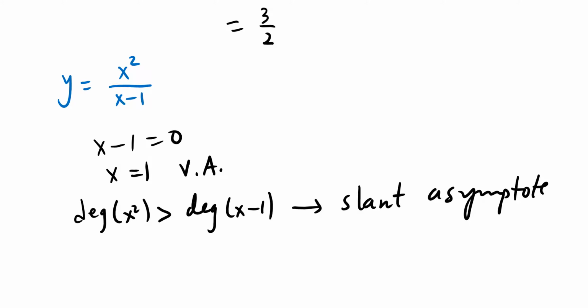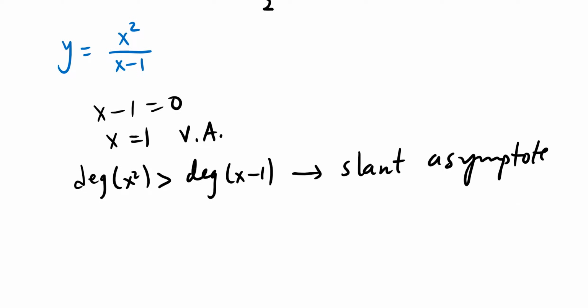There's a slant asymptote. And how do we get the slant? Remember, we said using long division, as we did in previous sections. So you take x squared and divide it by x minus 1.